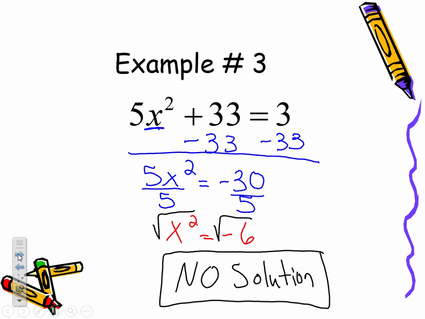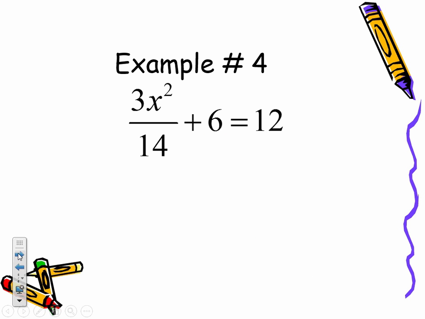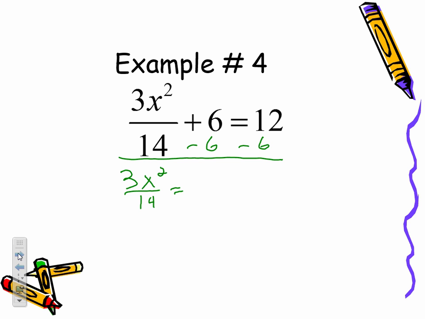Alright, last example. Here we go. Oh, this one, we added a little bit to this one. First thing we have to do, get rid of this plus 6, so we're going to subtract 6 on both sides. 3x squared all over 14 equals 6. Now we're going to multiply both sides by 14.